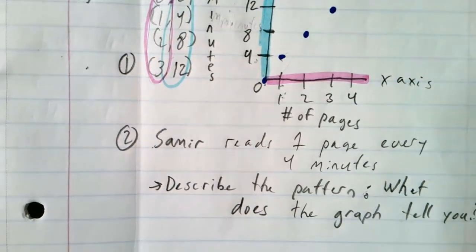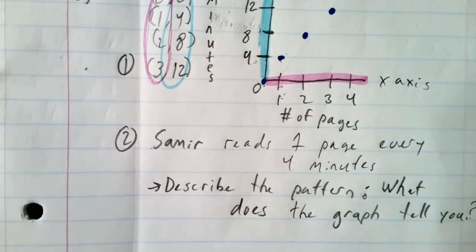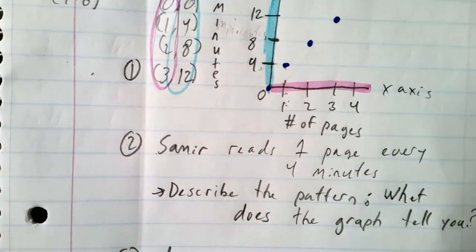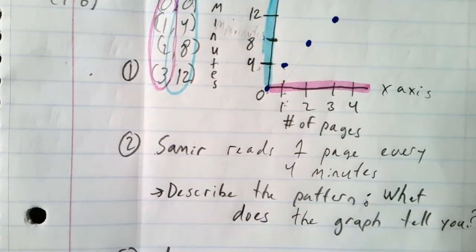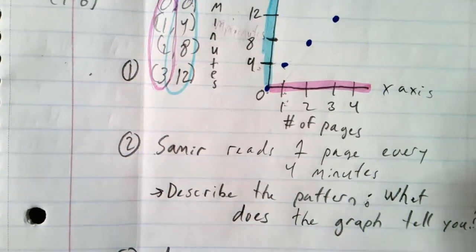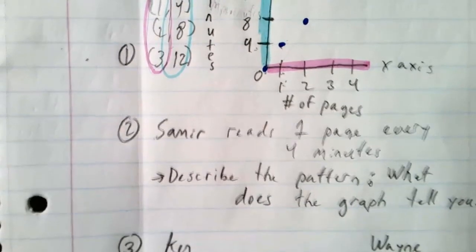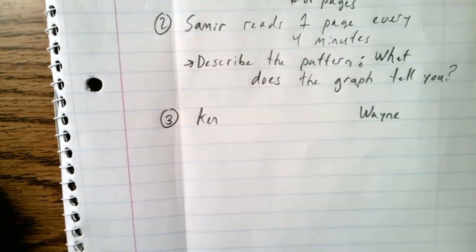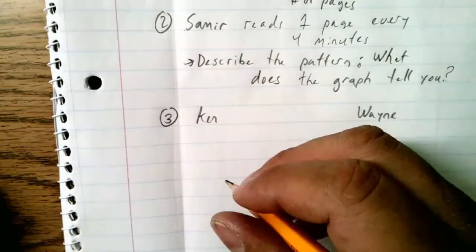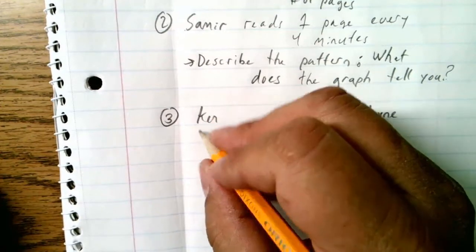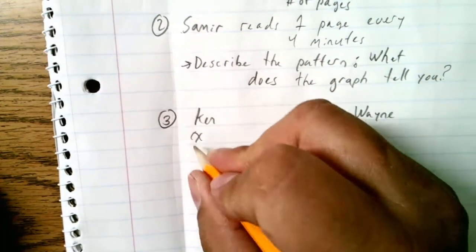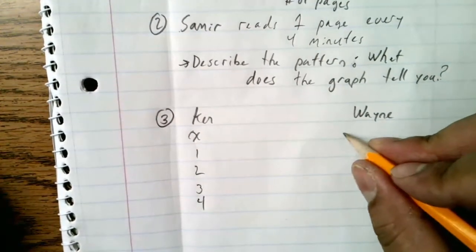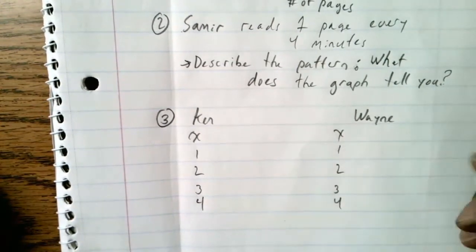Okay, this is one of the situations where you're going to have to fill out the chart. So we're talking about 2 people. We're talking about Ken and Wayne. They both sell, I guess, home improvement stuff, which is fine. That's totally fine. No complaints there. All right. The deal here is we're working with fencing. So we have, for the x, 1, 2, 3, 4. And then for Wayne, same thing. For the x, we have 1, 2, 3, 4.